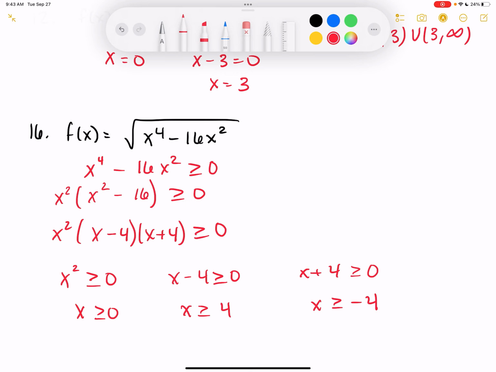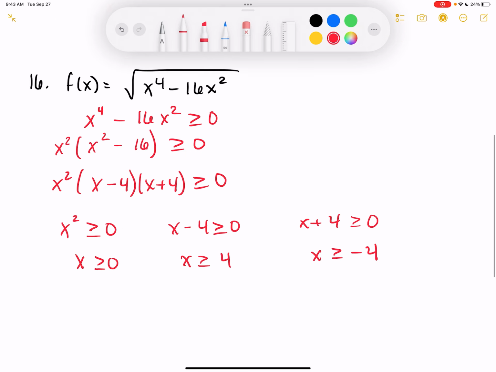So where does this exist? Negative infinity to negative 4, union. And because it's "or equal to," it's a bracket on the number this time, parentheses still around the negative infinity.